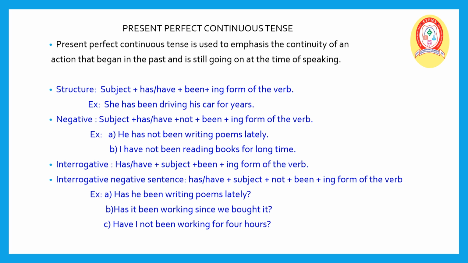Now negative sentence: subject plus has or have plus not plus been plus the ing form of the verb. What do you add here? Only the word not. Example: he has not been writing poems lately. Earlier the poet used to write poems, now he has stopped writing. So it means at present he is not doing it, but he used to write poems.